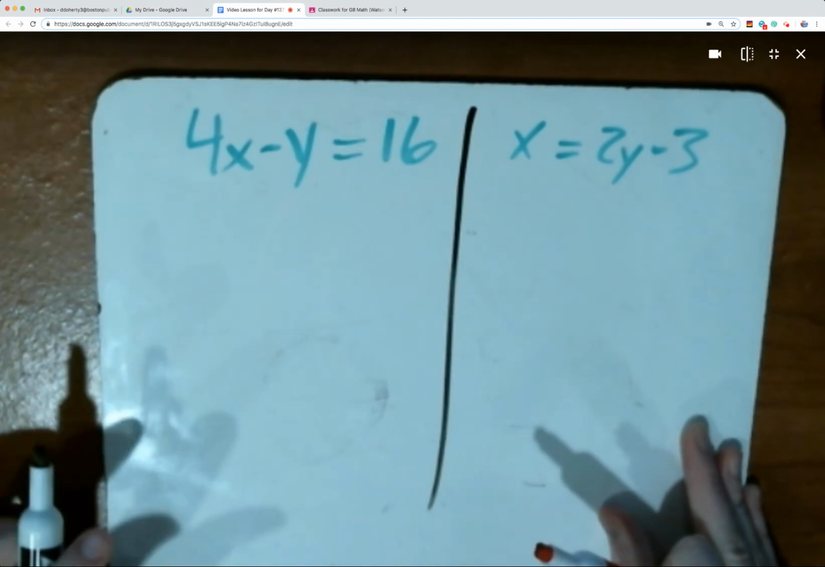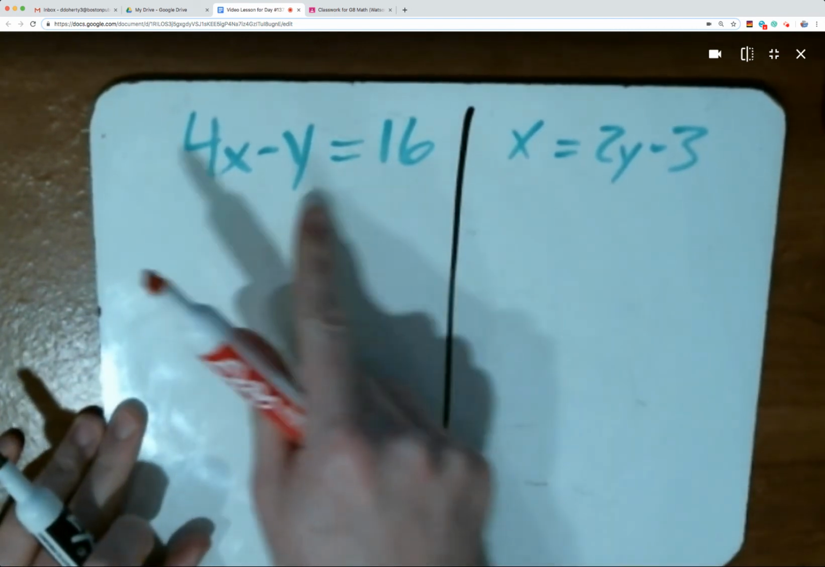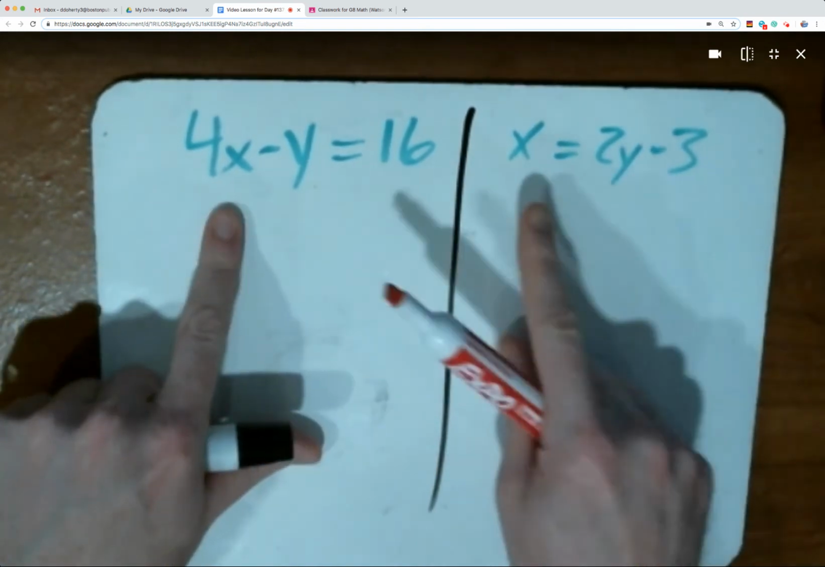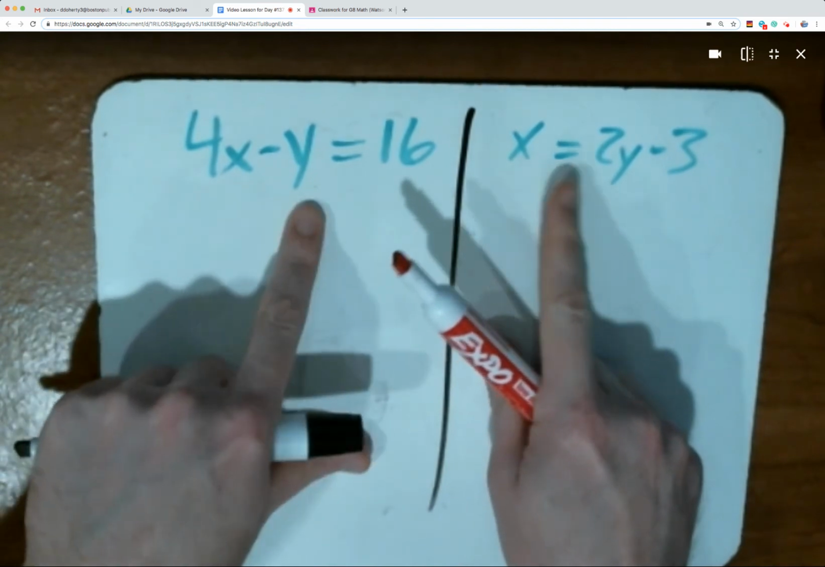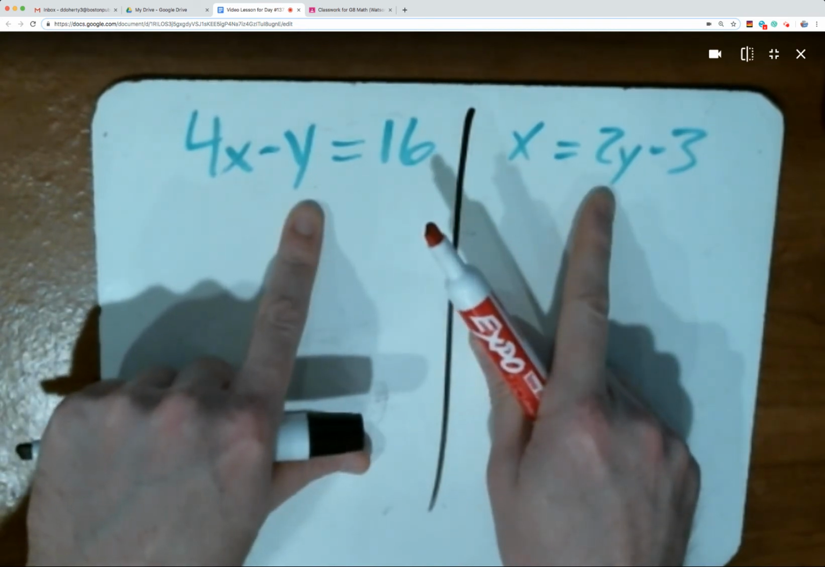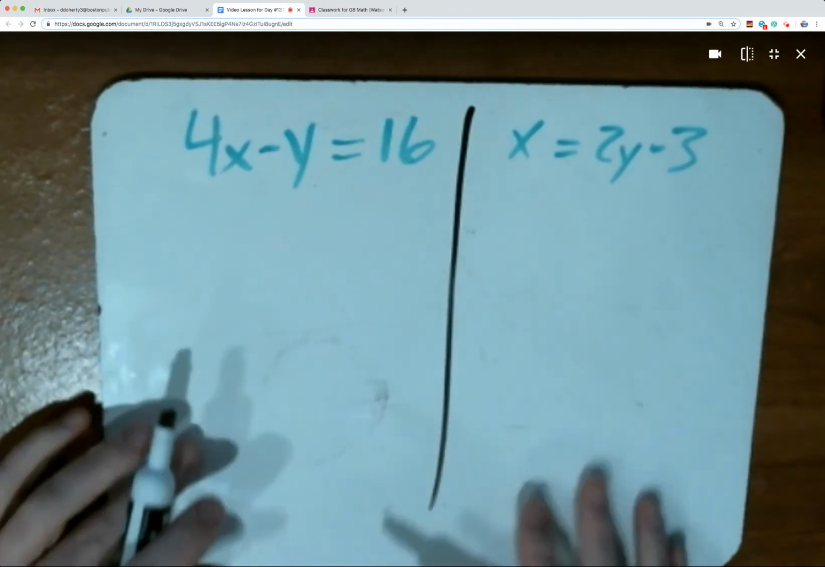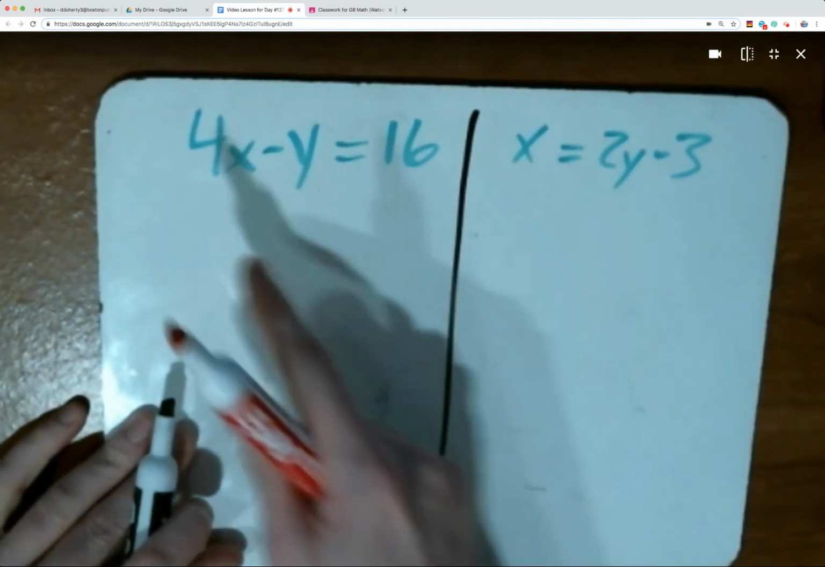Some of you may have seen elimination. You would have to work with one of these equations to set this up for elimination first. Because there's nothing that can obviously eliminate right away, 4x and x would not cancel out, negative y and 2y would not cancel out. I could have multiplied this whole equation by 2, but that seems like a bit more work than just plugging in 2y minus 3 for the x over here.